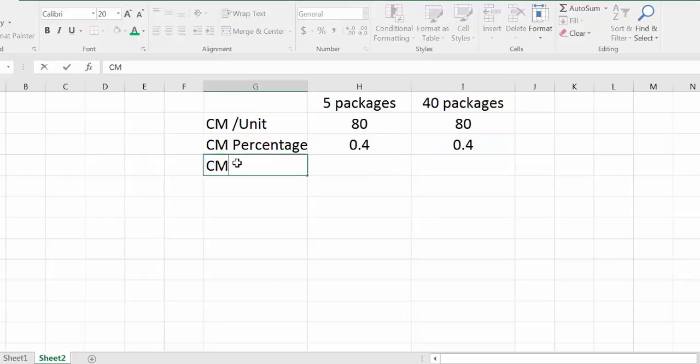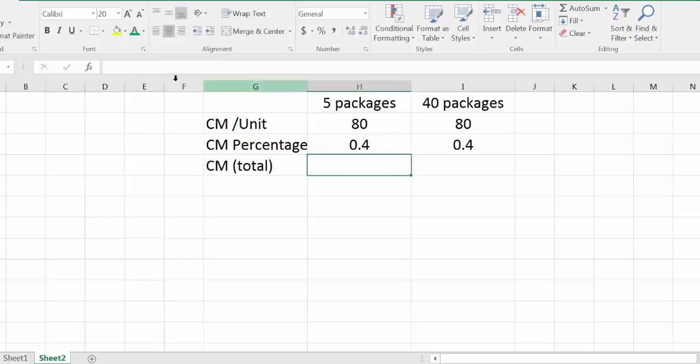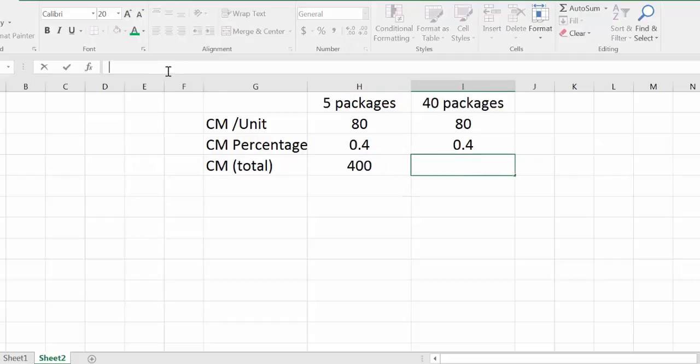The next one, we want to find the contribution margin, which is the contribution margin total. For this one, we do have to know how many packages Emma has sold, and the number of packages being sold does matter. If you only sell 5 packages, then you have only $400 contribution margin in total. If you can sell 40 packages, now you have 40 times 80, which is a 3,200 contribution margin total, in USD.